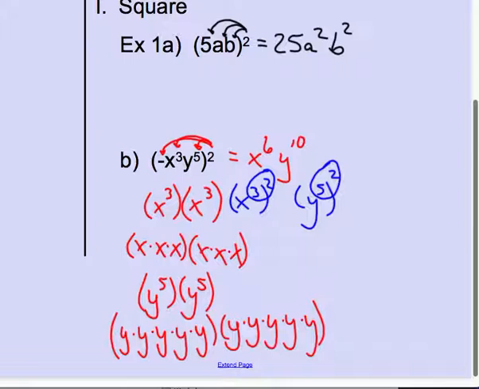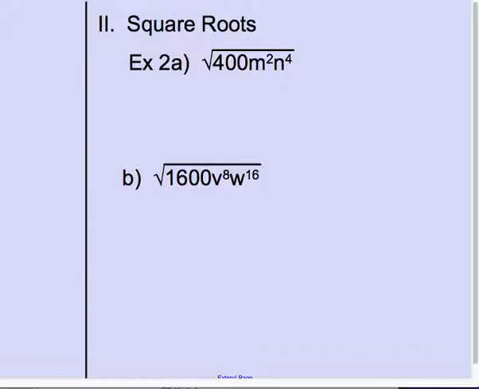So essentially what we're going to do to square root is divide by 2, because square rooting is the opposite of squaring. So my first one, I'm going to take the square root of 400. Square root of 4 is 2. I'm going to cut the zeros in half. We learned that trick yesterday.